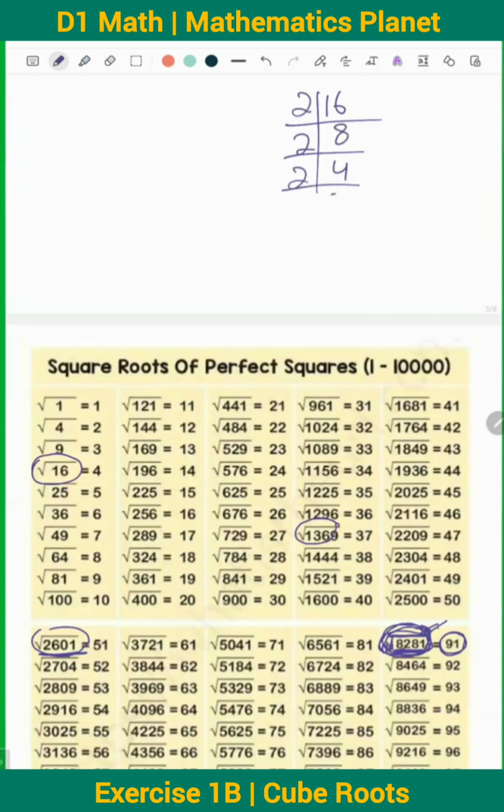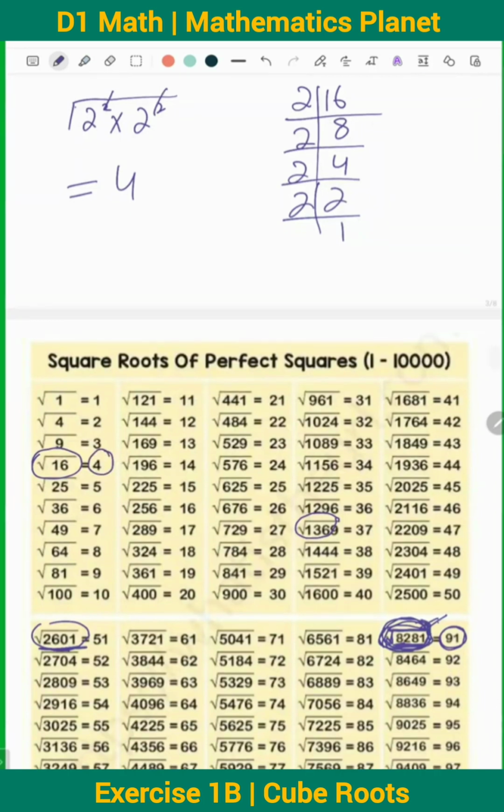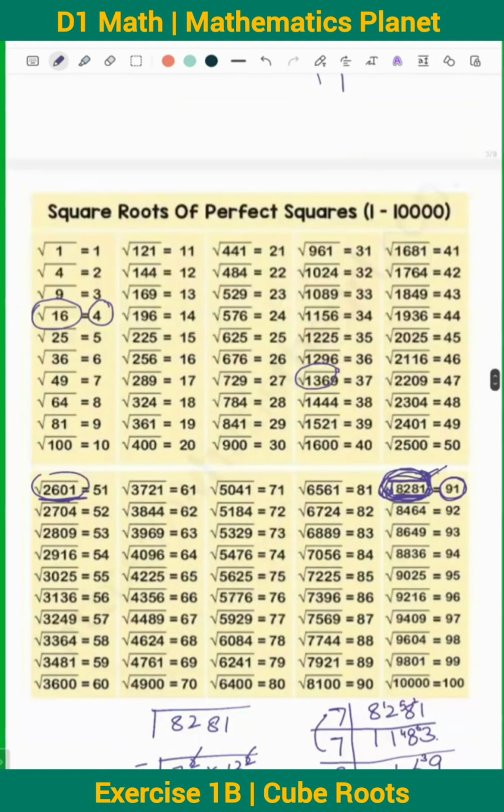So you can write it like this: 2 square times 2 square. You cancel this, so you get 4. So is the square root 4? Yes, it means you get the correct answer. Now does everyone understand how we used prime factorization to find the square roots? Yes.